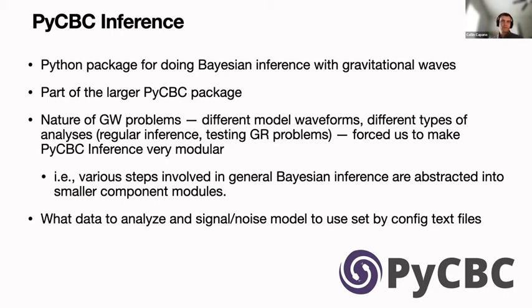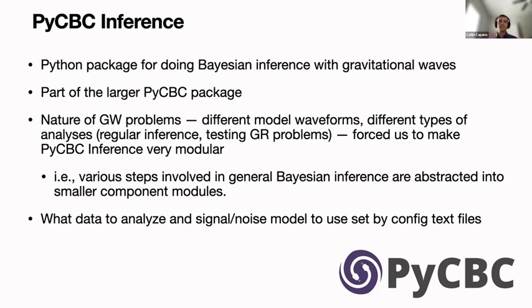And we've had this Bayesian inference component for several years now, and we've had quite a bit of success with it for doing different things. One of the natures of gravitational wave problems is that because we're tackling many different problems and having to use different waveform models, it's forced us to make this code very modular, because one day you want to just get the masses and spins of a binary black hole. Another day you want to do black hole spectroscopy using ring downs.